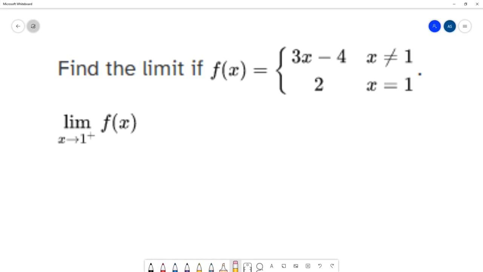So we want to find the limit of f of x as x approaches 1 plus. In this example, we are working on a one-sided limit, and that one-sided limit is 1 plus, which means just a little bit more than 1.